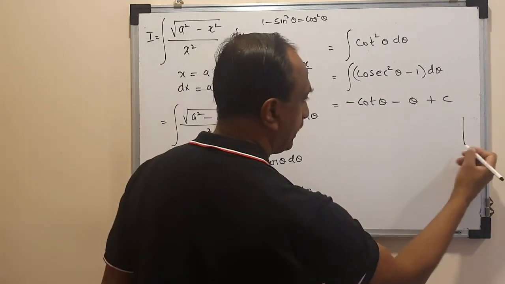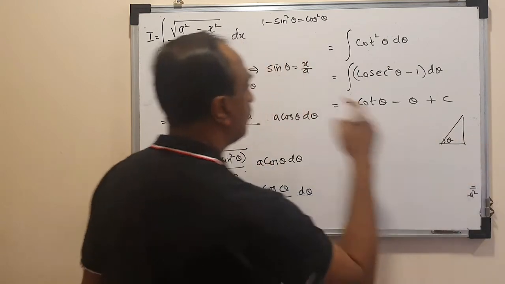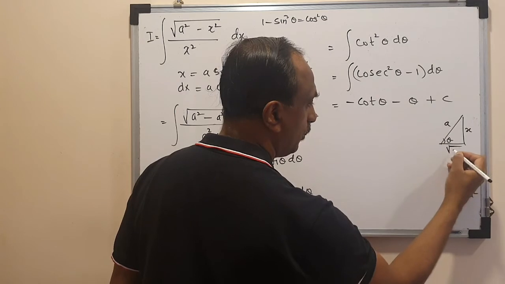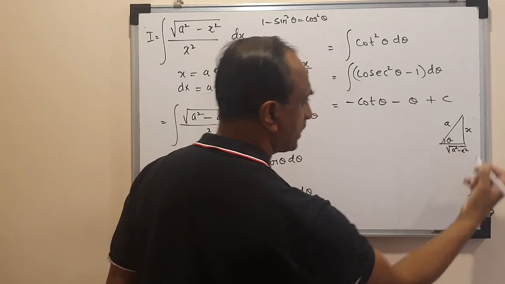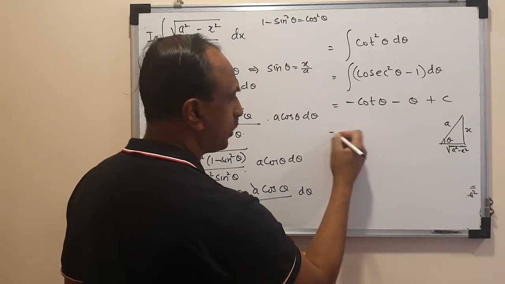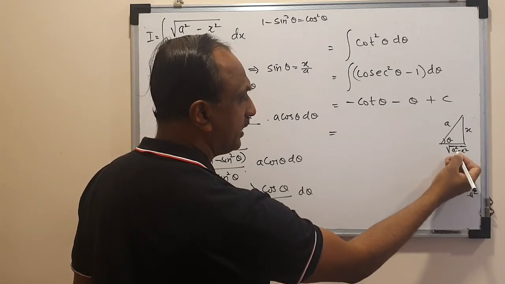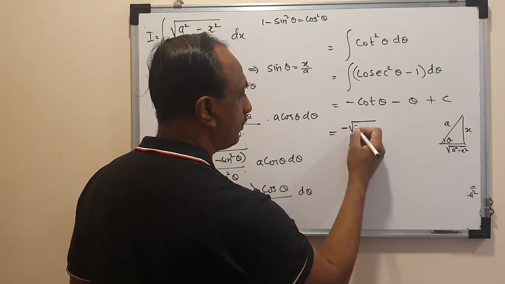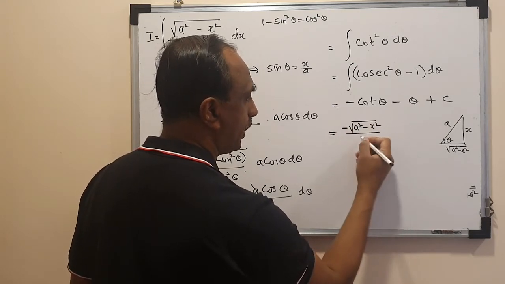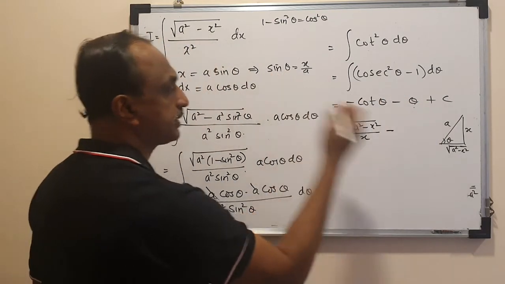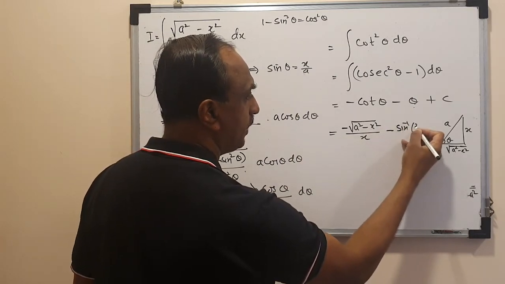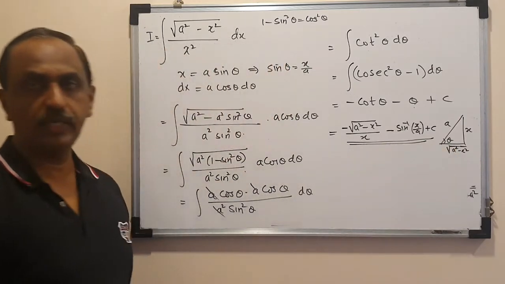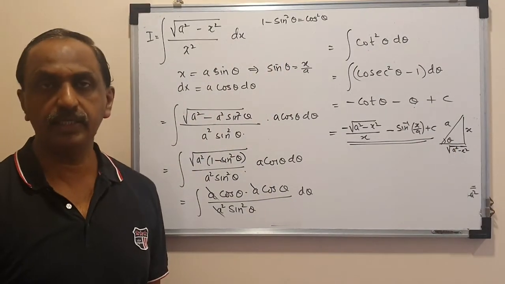So I will make a triangle here. Sine theta is x by a, opposite side x, hypotenuse a. So root of a square minus x square will be the adjacent side. And I can say cot theta is adjacent side upon opposite side. So minus root of a square minus x square upon x minus theta, which can be written as sine inverse x by a, plus c. This becomes my final answer. This is how we can easily and simply integrate this function.